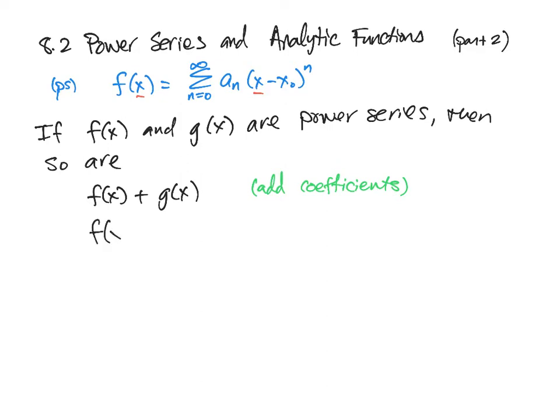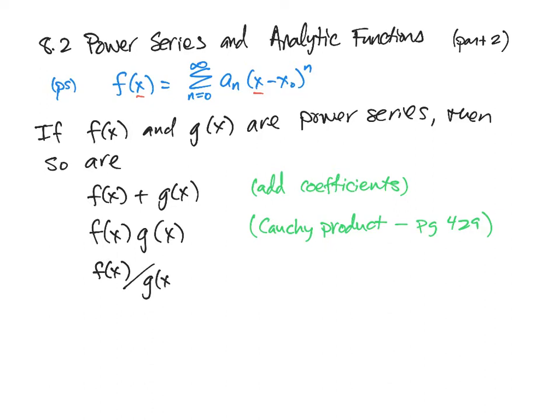You can multiply power series and still get another power series. And the way that you get those coefficients is a little bit more complicated. If you think about when you multiply polynomials, you sort of have to add together all these different things that you multiplied together. And this is actually called a Cauchy product. And I'll refer you to page 429. And then you can also divide as long as your denominator is not going to be 0, although the coefficients are complicated.